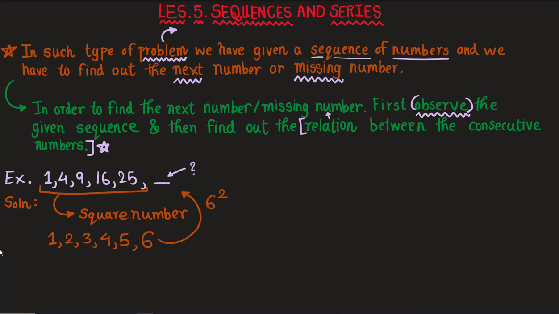So what is the square of 6? It is 36. So 36 is our next number. This is how we have to find the relation between the sequence of numbers given to us, and with that find the missing number or the next number. So let us take some examples about this sequence. This is the theory that we have covered. Now let us focus on examples and how to solve them.